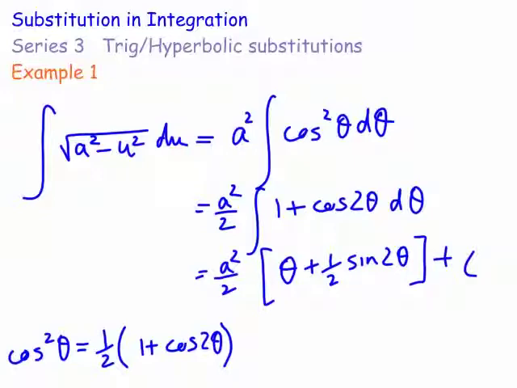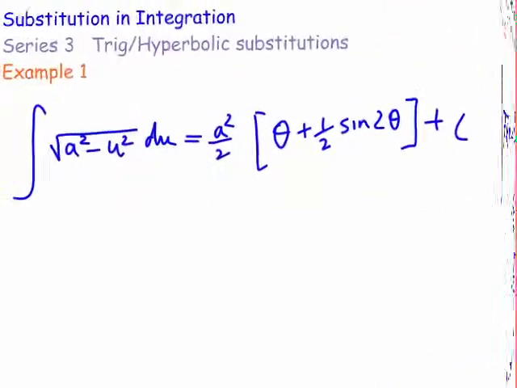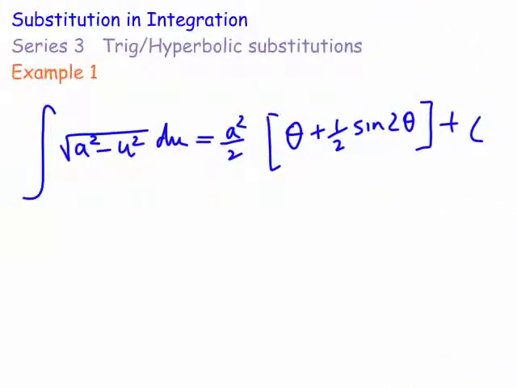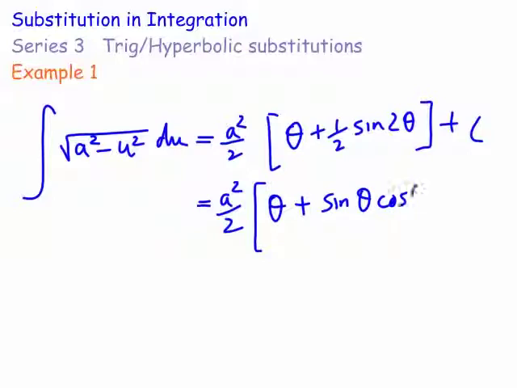You'll see in a minute, because sine 2 theta is 2 sine theta cos theta, we're going to need an expression for cos theta. So let's actually do this. We're going to get a squared on 2. Theta, we have a half times 2, so it's obviously just 1 sine theta cos theta.